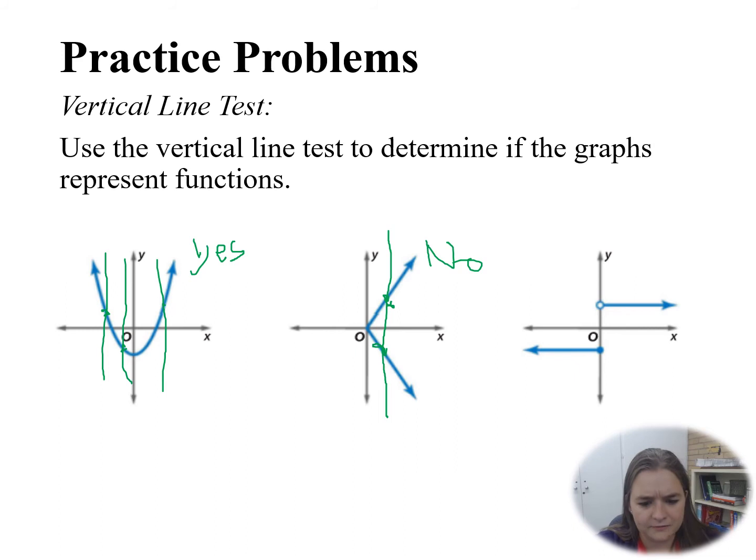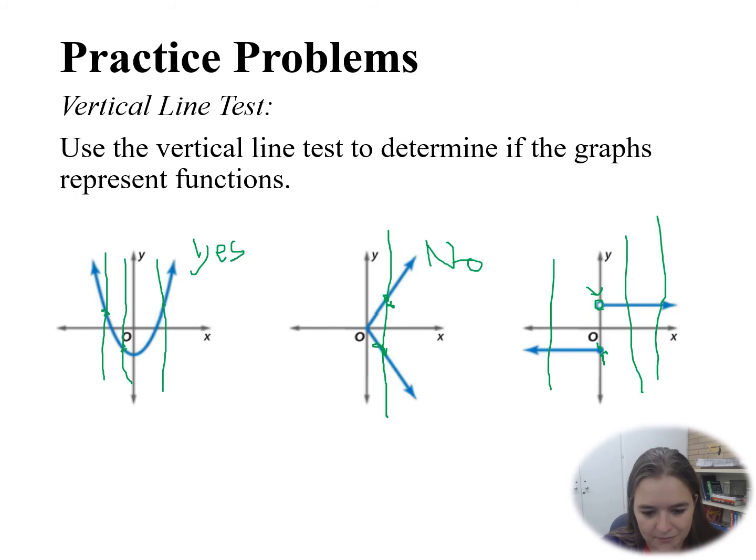This last one I need to look at carefully. If I draw my vertical lines, I notice that it only hits once. But on the y-axis, I see a closed circle and I see an open circle. Because this circle is open, it tells me that when we are graphing the value of x is negative 2, I would be dealing with this point here. But if I have an x value of anything greater than 0, I'm jumping up to this line here. But at this point, there's only one possible value. It's that negative y value. So the answer is yes. This function is not continuous. It jumps, but it has one value for every x.